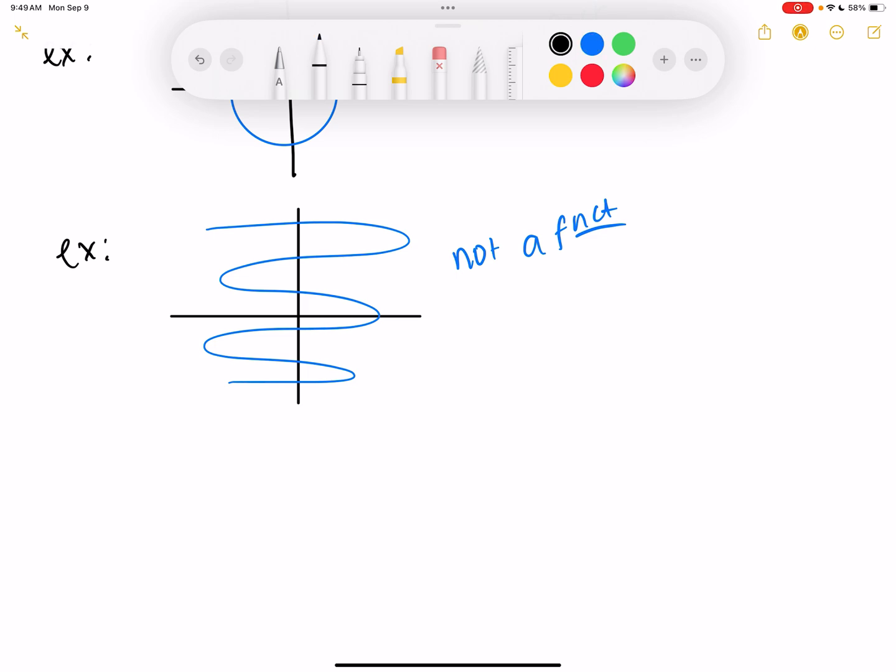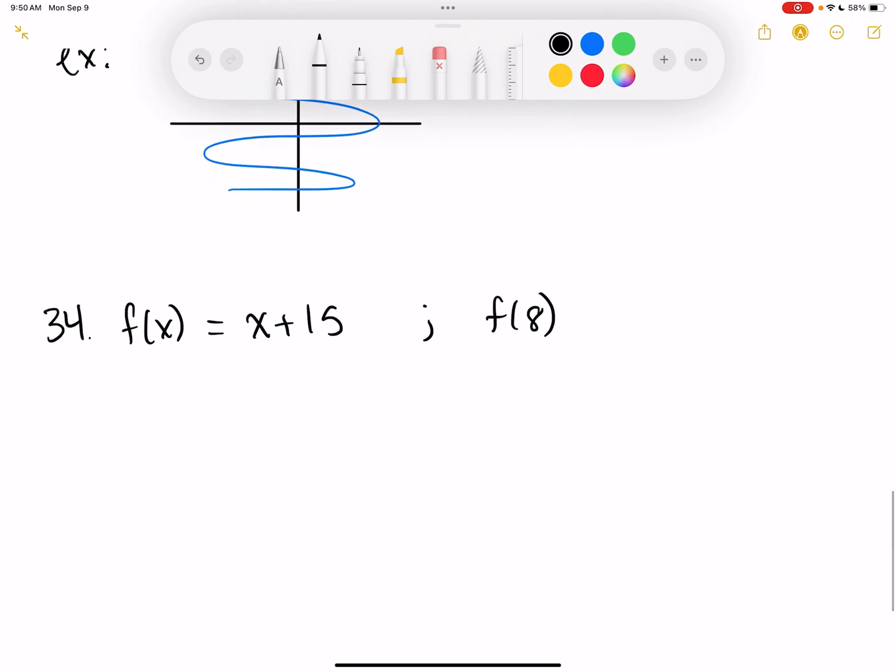All right, 34. It says also evaluate the function for x. So 34, we have f of x, which also can be y. Some people get confused about that also. f of x equals x plus 15, and the number that we're going to plug in is 8, so f of 8. First and foremost, is this a line? Yes. It graphs a line. You do not have to graph it if you're struggling to know what a line is, but I would recommend you graph it. So, this is linear.